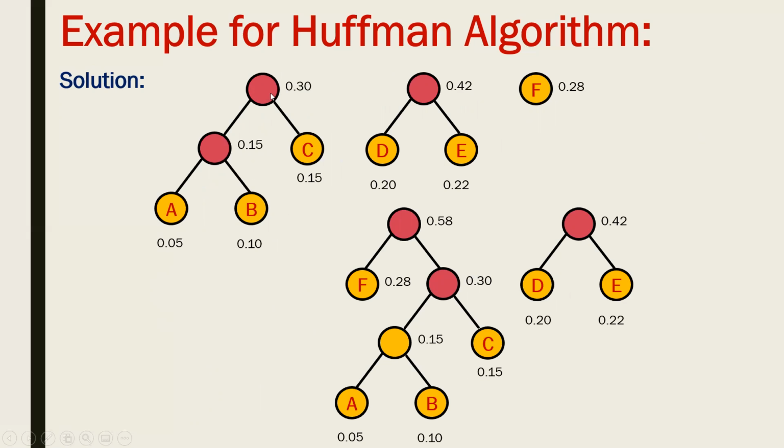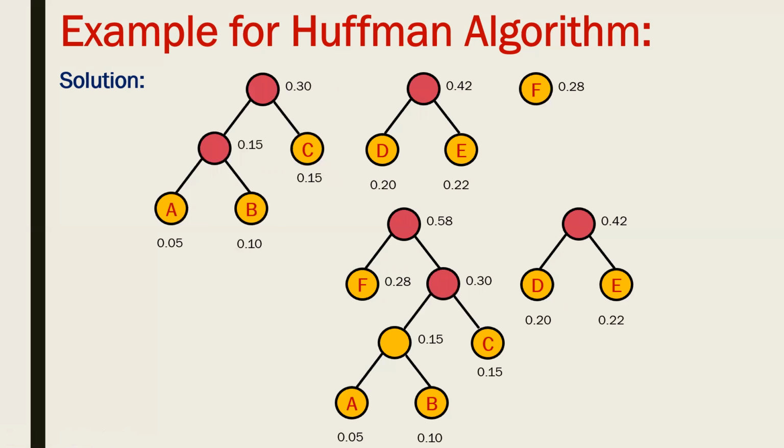F is 0.30 and 0.28. So F will be the left child and this whole assembly will go to the right side. The weight of this node is 0.28 plus 0.30, which means 0.58. Now from 3 nodes we get just 2 nodes. There is no other option. We have to combine these two trees and get a single tree, which is the last step.